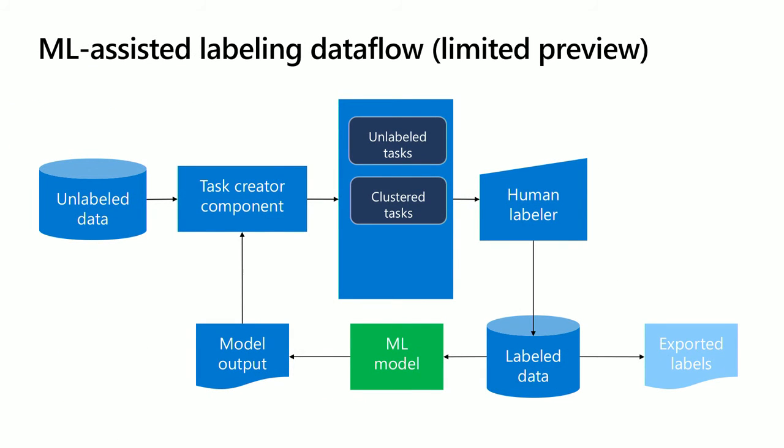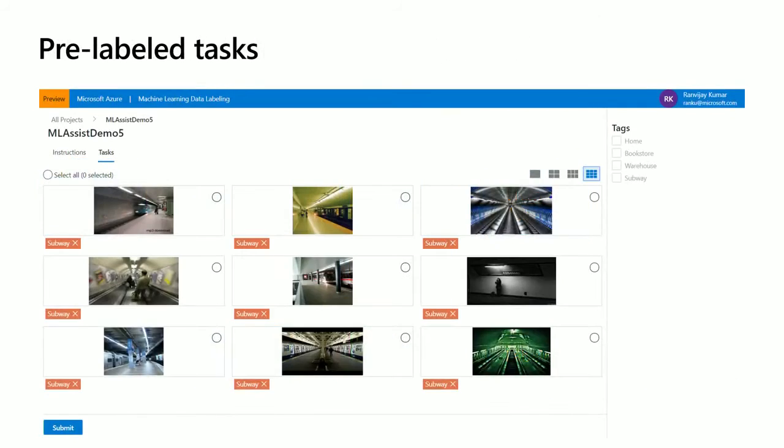Now, this continues for a while, and then the ML model matures because we are iteratively training the model. As we get more and more label data, we keep training the machine learning model. When the model matures, we start producing pre-labeled tasks. What that means is that the labelers were getting empty images earlier. Now they see labeled images. And now their job changes from creating the labels to reviewing the labels, right? Let me show you what it looks like.